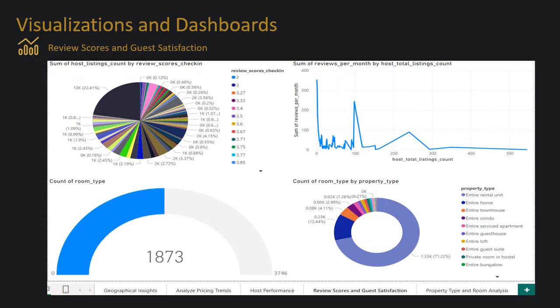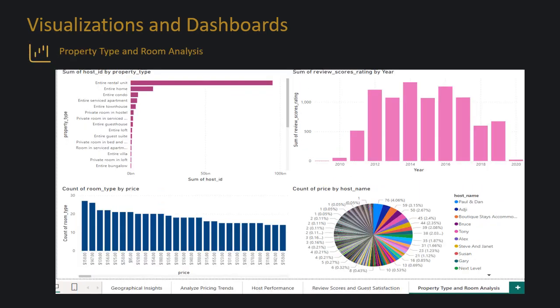The fourth one is review scores and guest satisfaction. Here I examine the review scores and their impact on overall listing performance, and we get a visual representation, and also identify areas for improvement based on specific review categories. The last one is property type and room analysis. I analyze the distribution of property types and room types, which you can see in the visual representation, and also explore the trends in the popularity of specific accommodation setups. So these are my visualizations and dashboards.